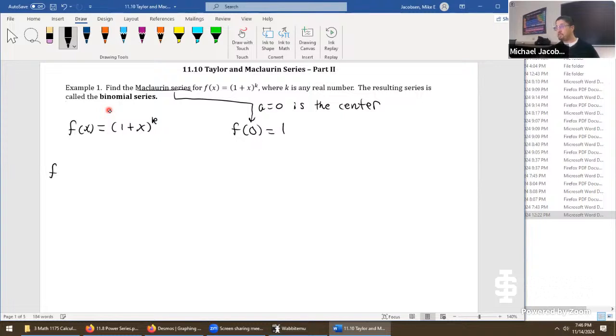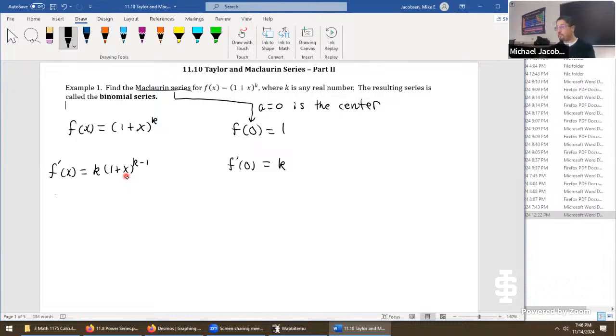Now, here's the fun steps. Now we're going to start taking derivatives. We go f prime of x, which causes k to become a coefficient. The power on the group 1 plus x is 1 less. And evaluated at 0, this is now just k. Nothing too spectacular. Same idea, plugging 0 here is just 1 to a different power.